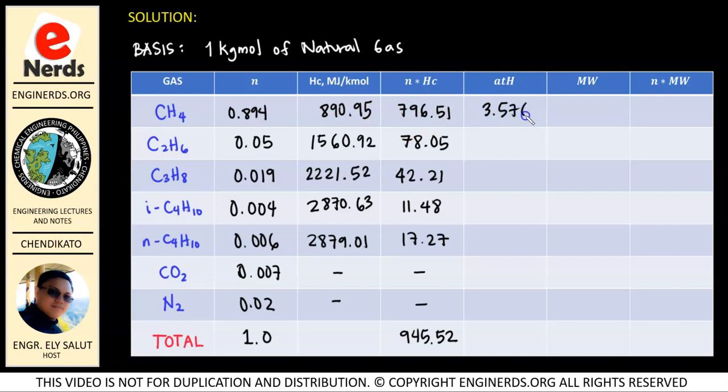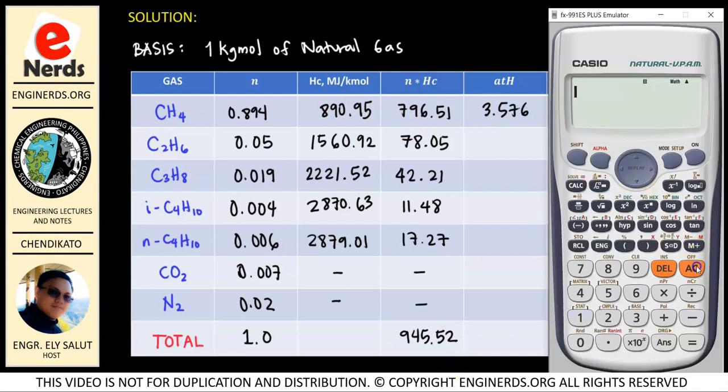3.576. Alright, so para naman dito sa next one, C2H6, ang ating ethane. We have 0.05 times how many hydrogen we have? 6. So you have to multiply this by 6. So we have 0.3.